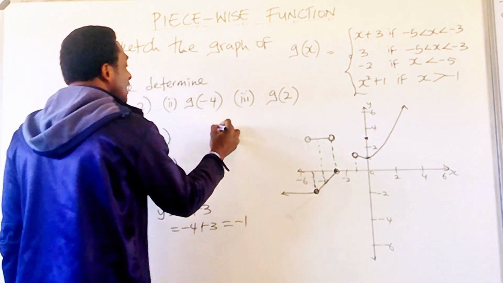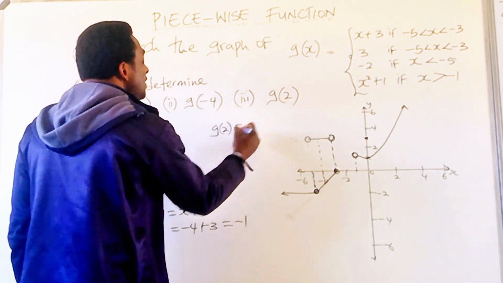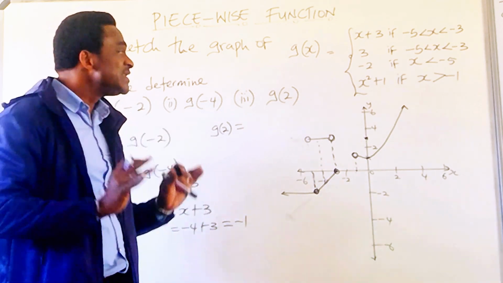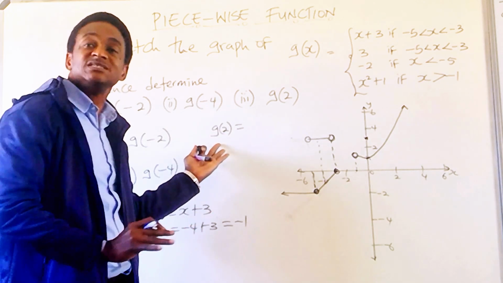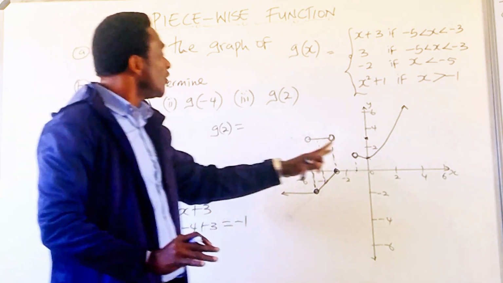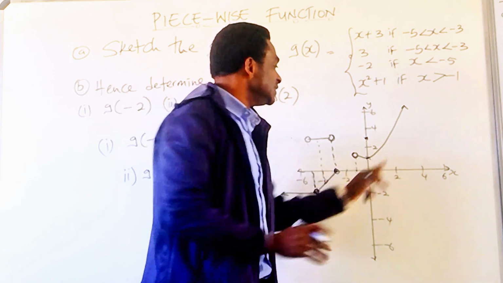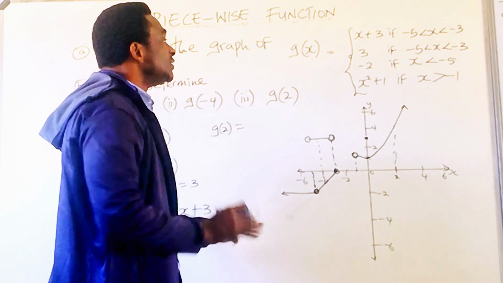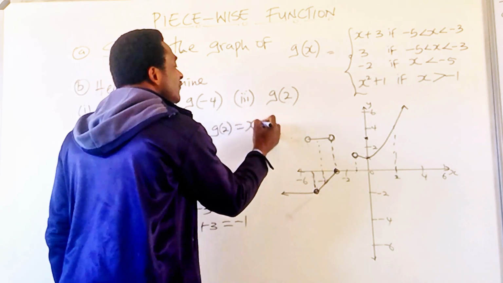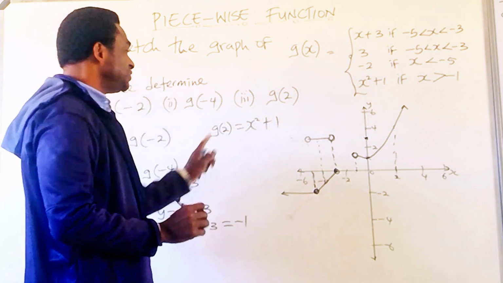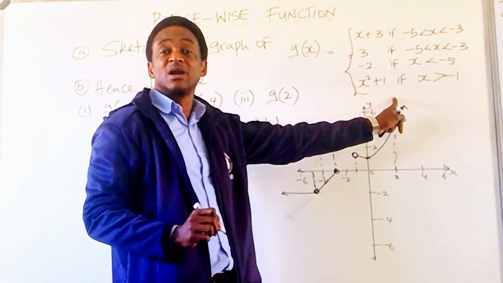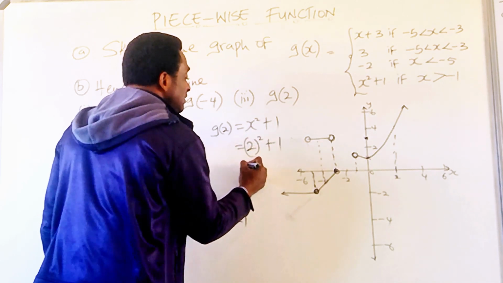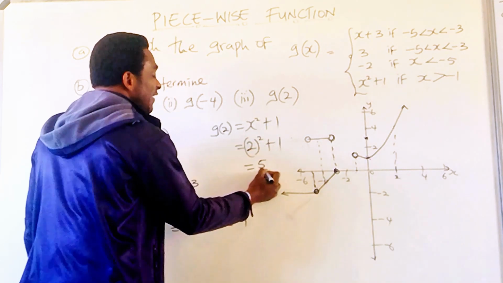And let's look at the last one. We want g of 2. We check the value of x on the graph where it touches 2. Only the graph that touches 2 will satisfy this condition. It is only this one that will touch 2. So the graph in question is only the parabolic function. So g of 2 applies only to the parabolic function. We will have 2 squared plus 1, and g of 2 will give us 5.